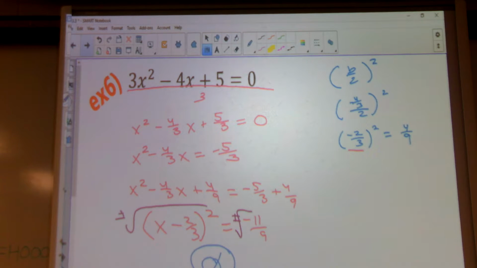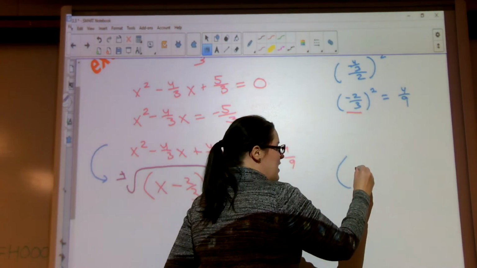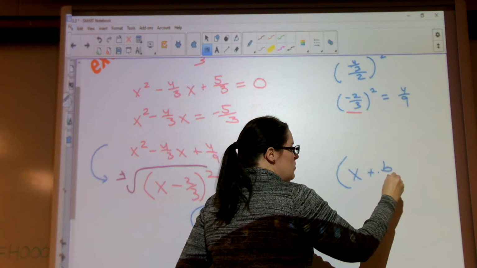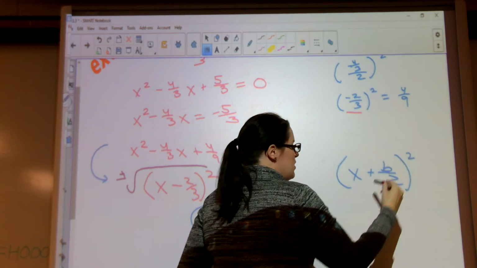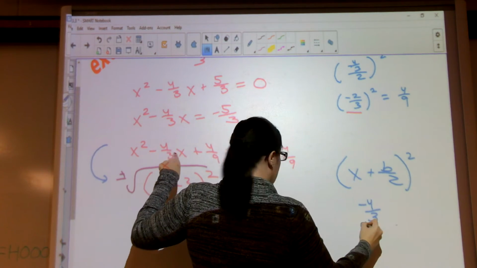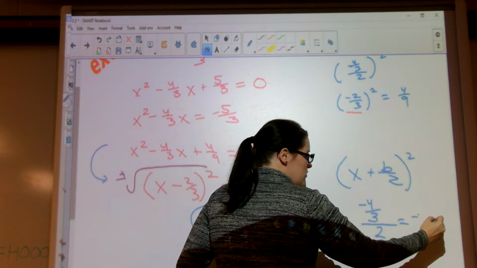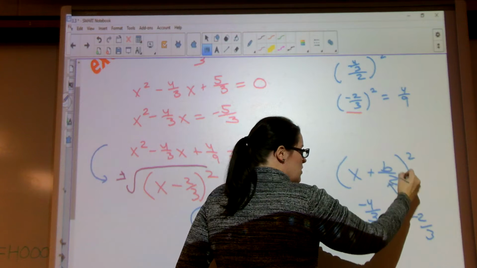I still don't understand how we get negative 2/3 in there. When you factor, it's always x plus b over 2. So what I did is I found b over 2. So b is negative 4/3 divided by 2. You can use a calculator, but that's going to give you negative 2/3. So that's what goes here.